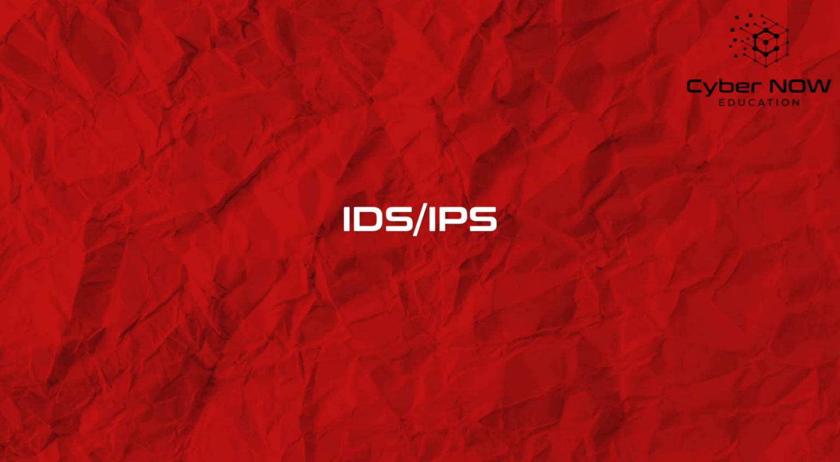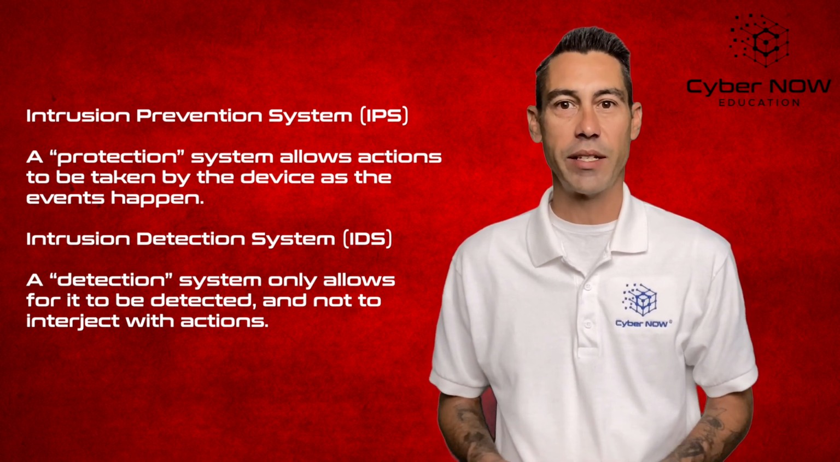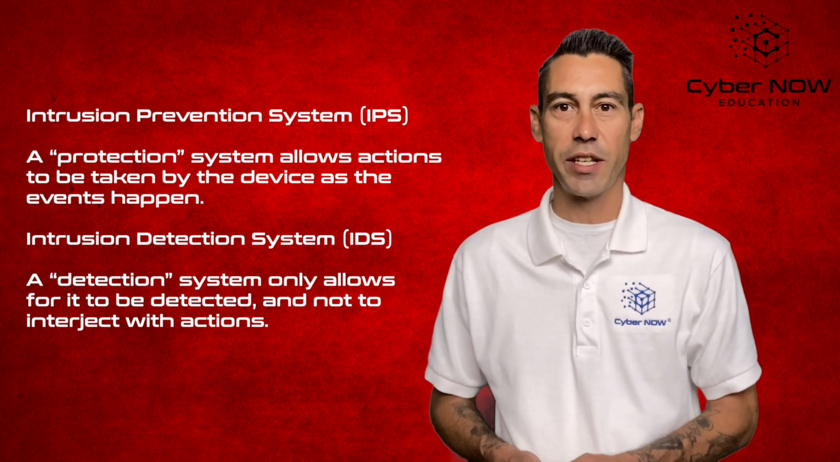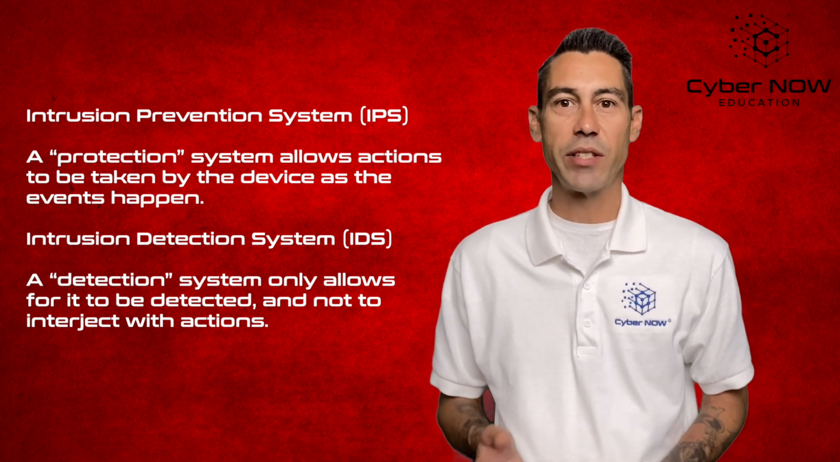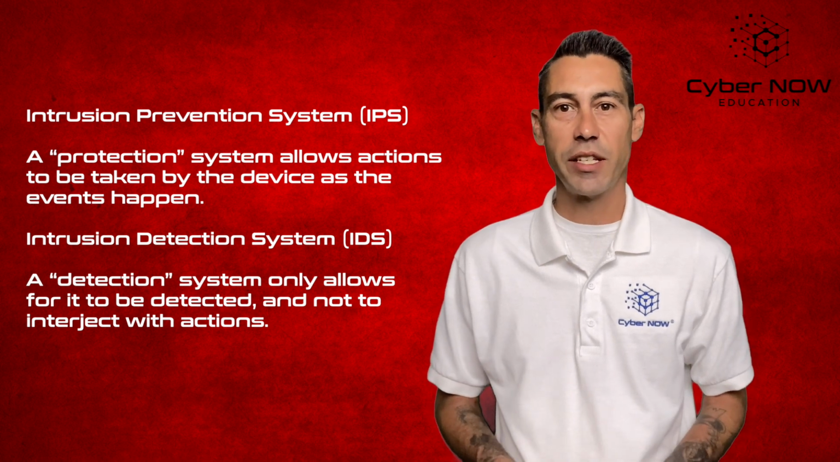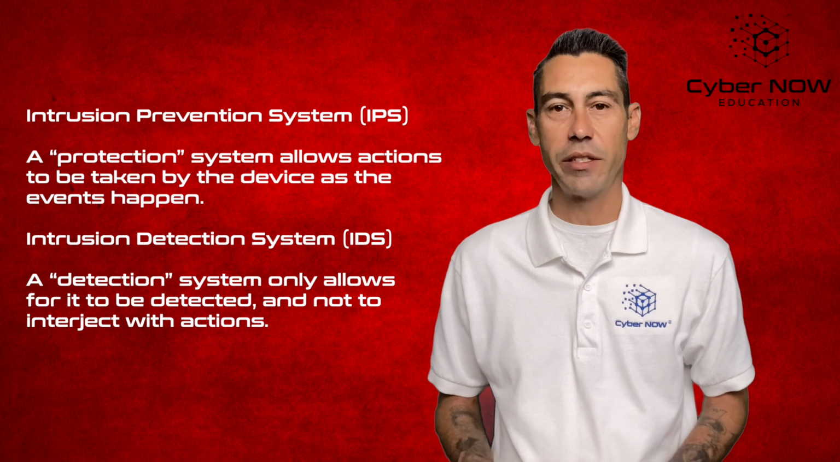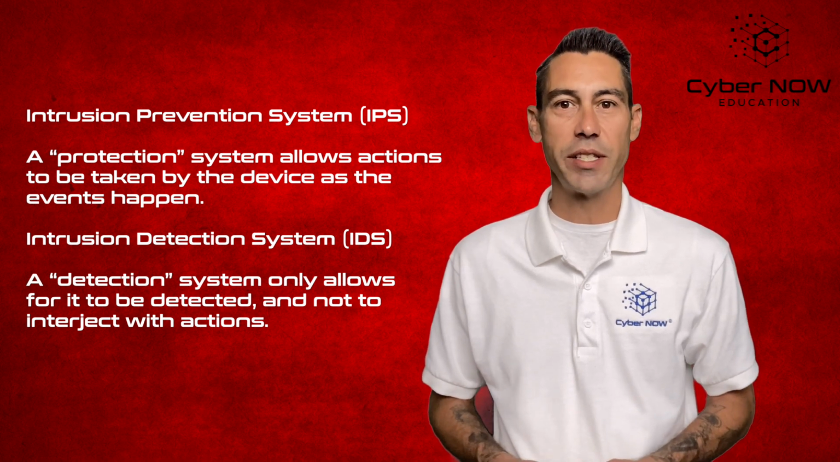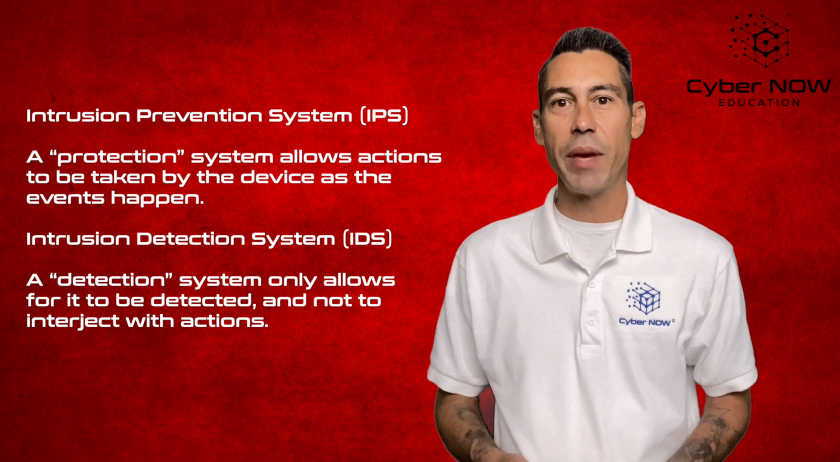IDS, IPS. You'll also need to know what an intrusion prevention system, or IPS, and an intrusion detection system, IDS, are. A protection system allows actions to be taken by the device as the events happen. A detection system only allows for it to be detected, and not to interject with actions. Most intrusion prevention systems can act as intrusion detection systems and vice versa, and the main difference is if it's blocking or not.